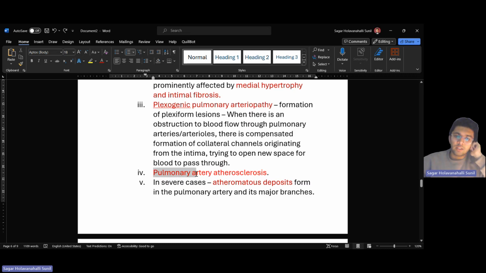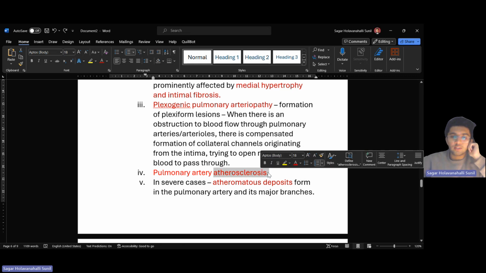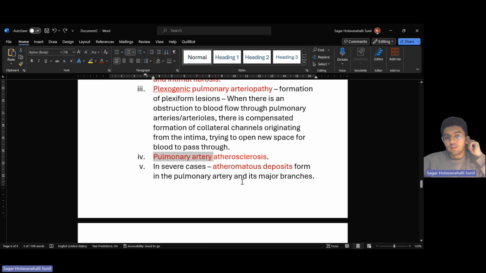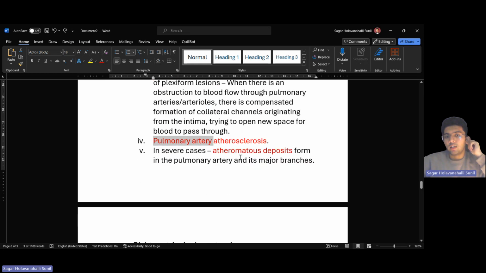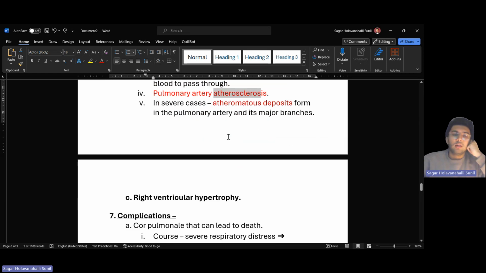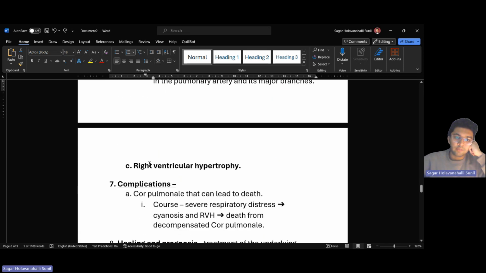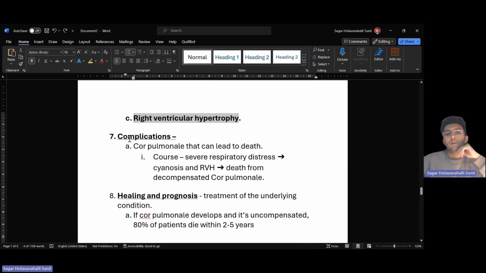And of course, you have pulmonary artery atherosclerosis, either due to inflammation of the inner walls of the pulmonary artery, or due to emboli, or due to multiple other factors. In severe cases, you can have atheromatous deposits, which is ultimately going to lead to this. And then apart from vessel problems, you have the right ventricular hypertrophy that I mentioned earlier.